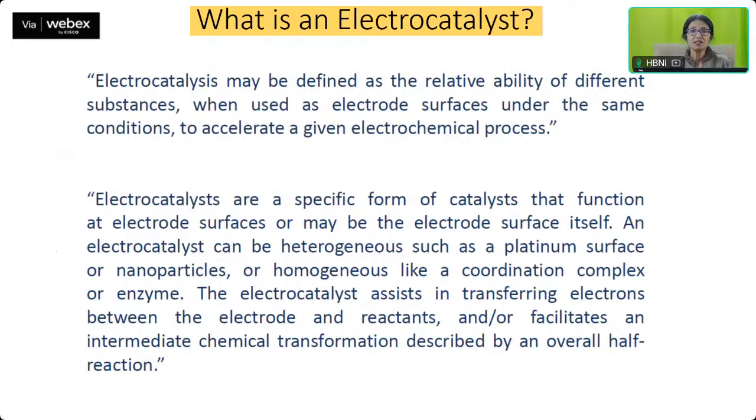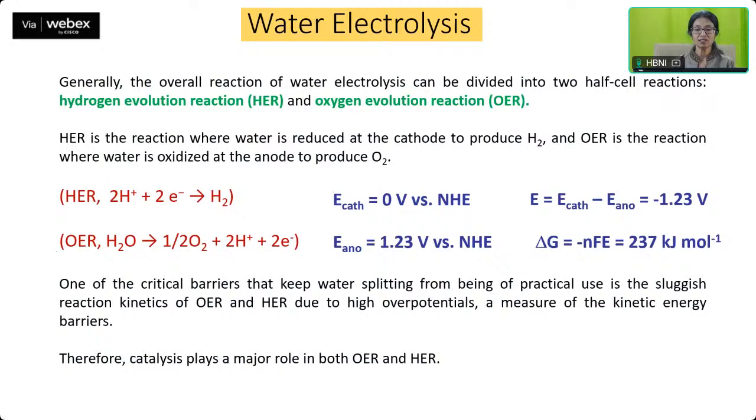So what is an electrocatalyst? Electrocatalysis may be defined as the relative ability of different substances, when used as electrode surfaces under the same condition, to accelerate a given electrochemical process. Okay, so this is what an electrocatalyst is.